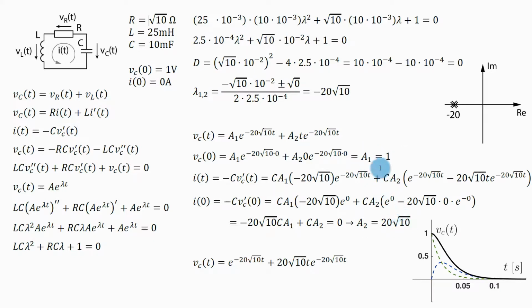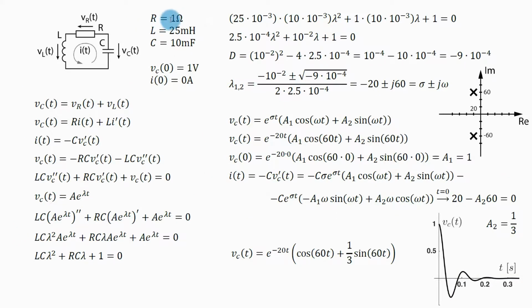Now I can use these constants, substitute them into the general solution, and that will give me my particular solution for these initial conditions. This particular solution I have plotted here. These green and blue lines actually correspond to this first and this second exponential respectively. Now, what is the difference between the behavior of our circuit in this case, where my resistor is bigger, and the previous case where I had the resistor smaller?